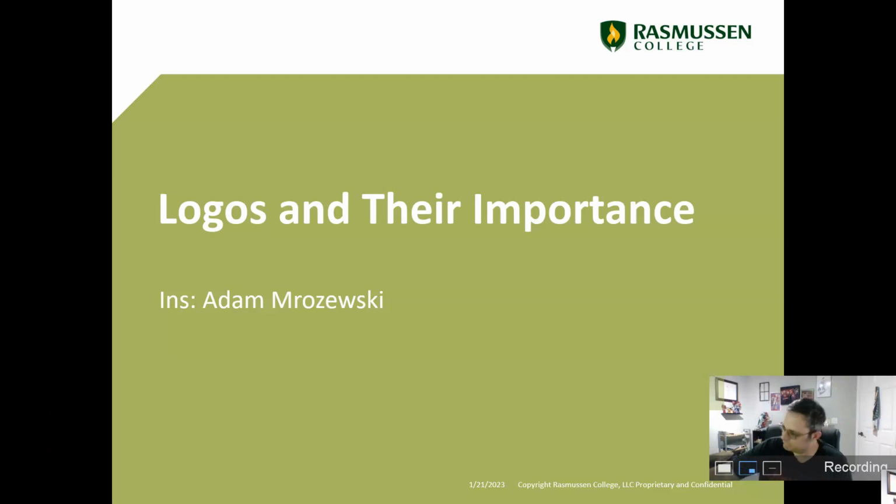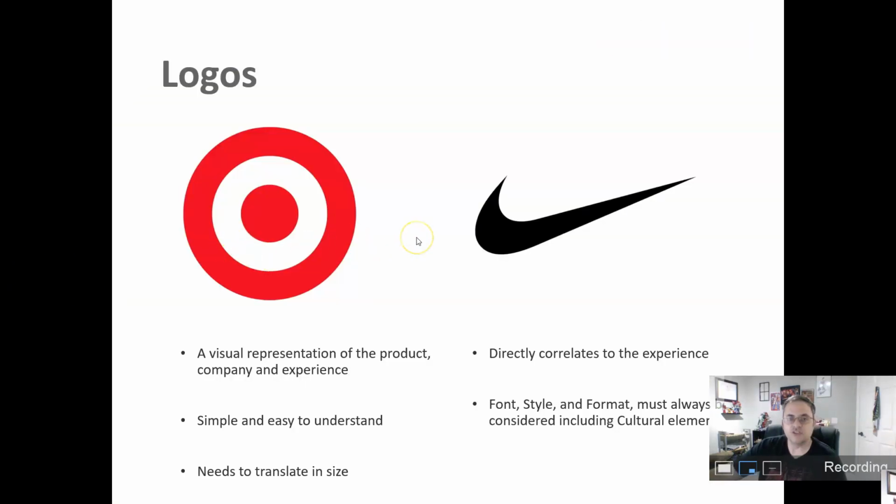All right, let's talk about logos. We talked a lot about semiotics and signs and symbols. Now we can really put into play logos and how good logos are utilized. That's what we're going to be focusing on: logos, their importance, and how they play a part using signs and symbols in visual representation.